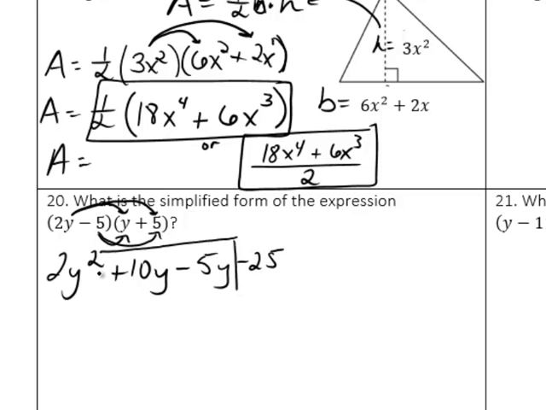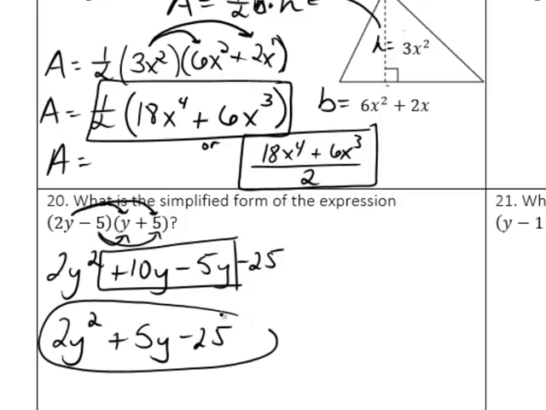And then you add your like terms. So 2y squared plus 5y, because 10 minus 5 is 5, minus 25. And that there is the answer.